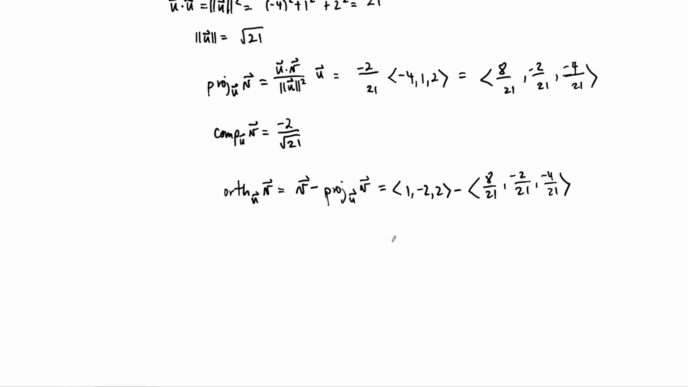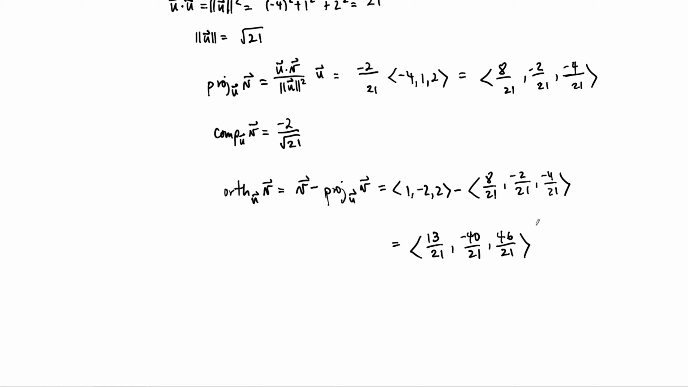And then we just combine these like terms. So 21 minus 8 is 13. This is -2, so -42 plus 2. So that's -40 over 21. And then 42 plus 4, that's going to be 46 over 21. And so there's our orthogonal projection.